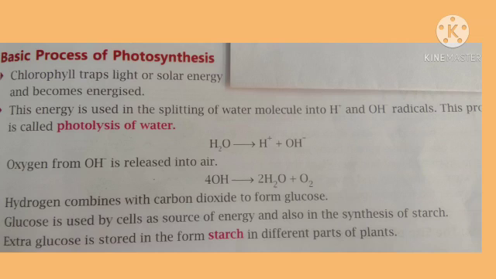Now the OH groups form oxygen and are released into the atmosphere, while hydrogen combines with carbon dioxide which the plant has taken through stomata from air and turns it into glucose. This glucose is immediately turned into starch and stored in different parts of plants like roots, leaves, stems, and gradually when the plant needs energy, it is turned back to glucose for various plant processes.